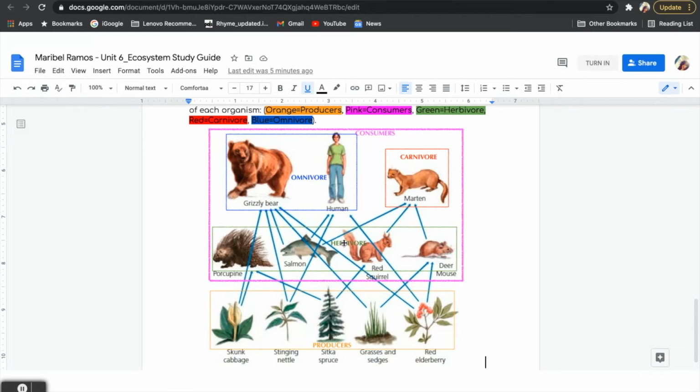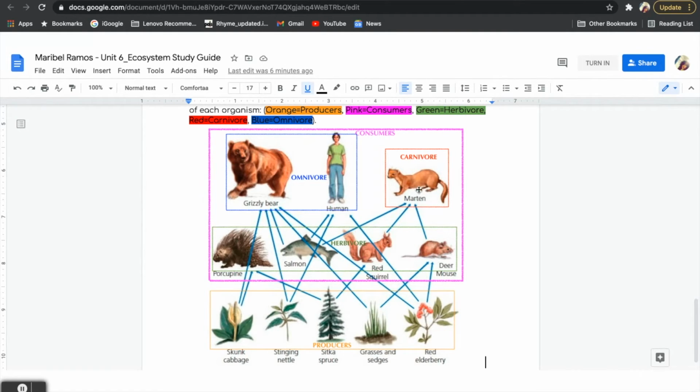And then we also have omnivores. On Edpuzzle, can you name an example of an omnivore? Thank you. If you said grizzly bear or humans, that is correct. Grizzly bear and humans are examples of omnivores. For example, our grizzly bear also eats skunk cabbage, but it also eats salmon. And same for our human. Our human eats stinging nettle, but it will also eat salmon.